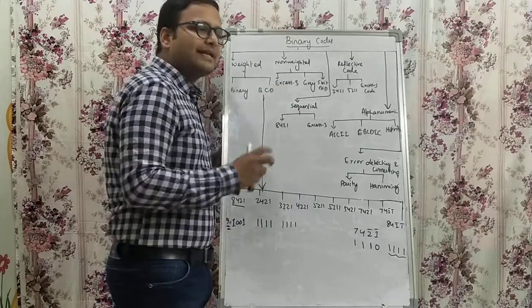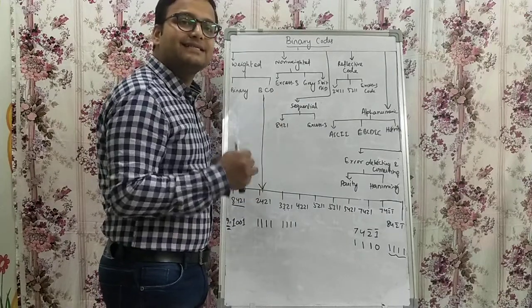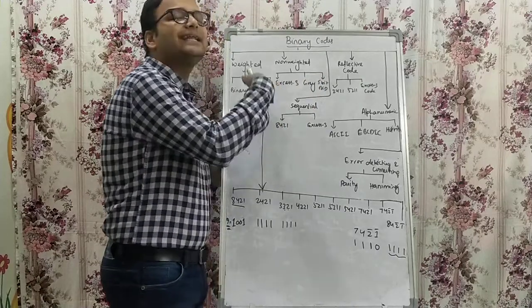The XS3 code, as the name suggests, is actually the BCD value plus 3 of that BCD value. Okay, so this is the way it is. It doesn't carry any weight actually.